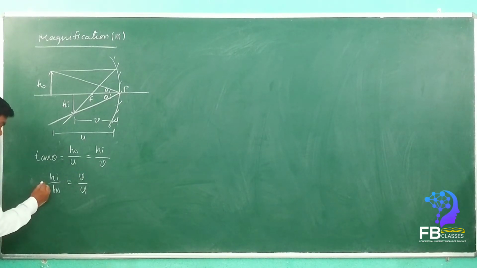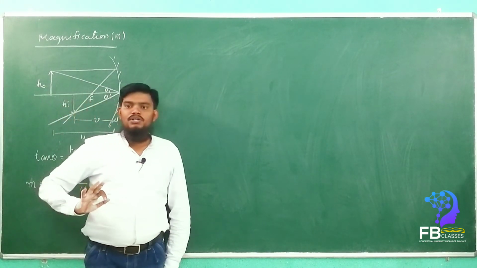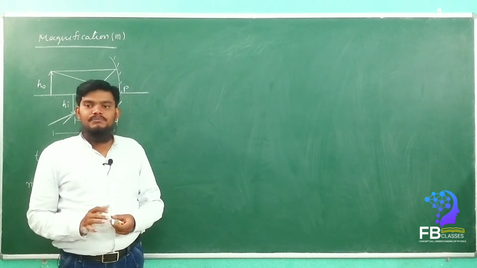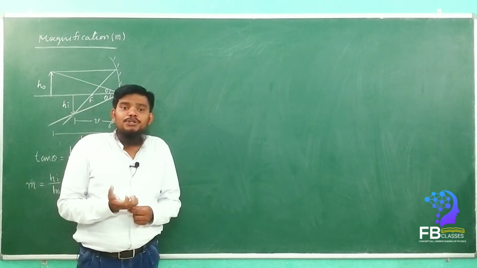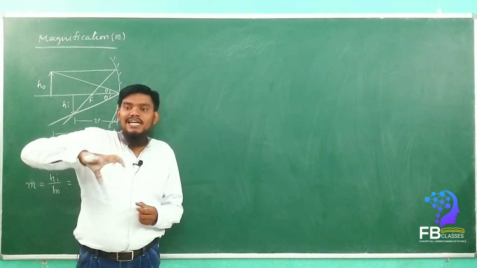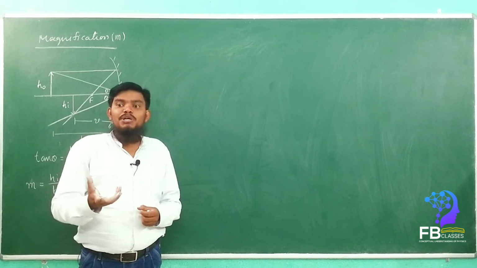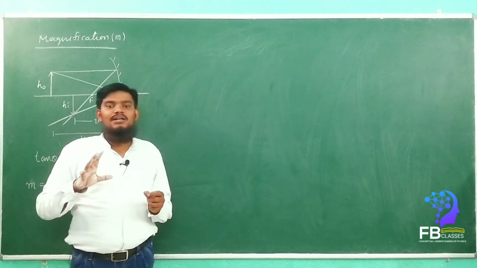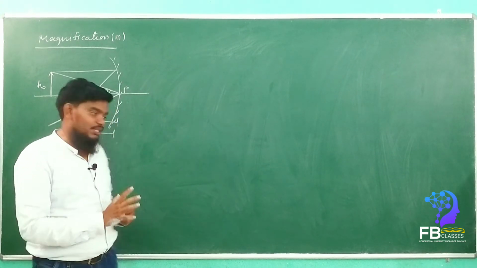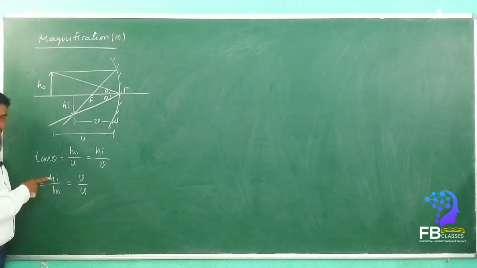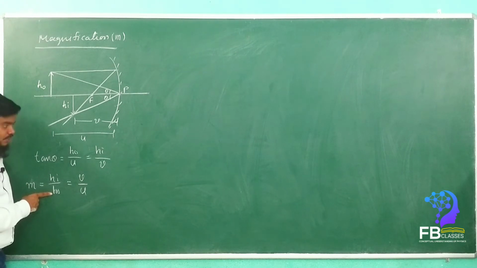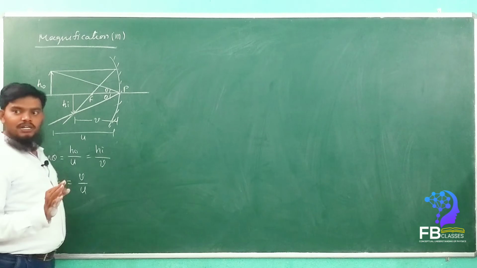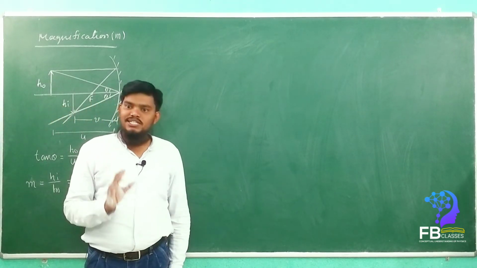Yes, sir. This is what we call magnification. Are you getting my point? So magnification gives the value of how many times the image is bigger, or how many times the image is smaller, compared to the object. See here, the height of the image upon the height of the object is equal to V by U. So here we have to put the value along with the signs, right?